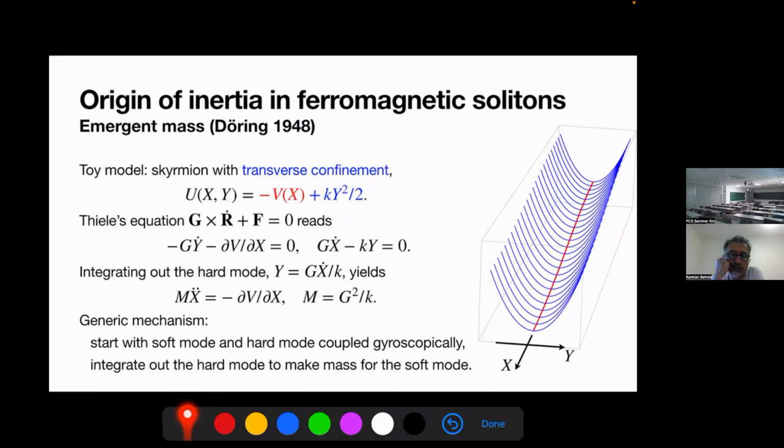So picture a skyrmion or a vortex that is moving in a long strip of a ferromagnet, where the y direction is confined, so it's short, so the motion of the skyrmion is confined more or less to the middle line of the strip. So the potential energy rises steeply as you go away from the center of the line, but it stays more or less constant and changes very gently if you go in the x direction.